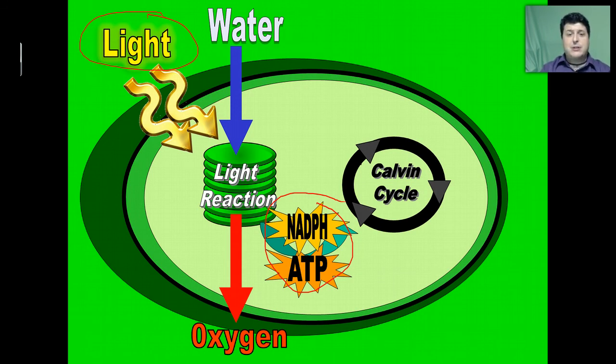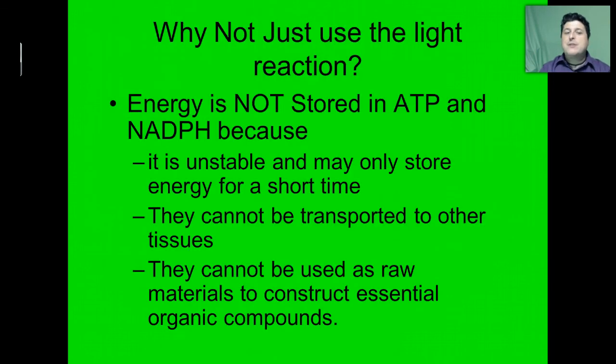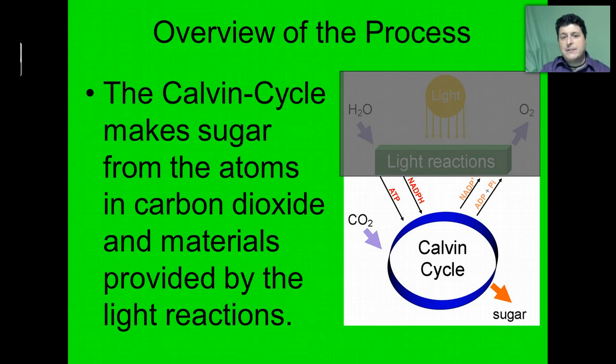I mean, we've got chemical energy, and ATP is useful for cells. Well, there's a problem. ATP and NADPH are relatively unstable, so they don't store energy for a long period. You can't dissolve them and transport them in tissues. And they're not very useful as raw materials to make other things, so we have to move on to the next step or stage, which is the Calvin cycle.